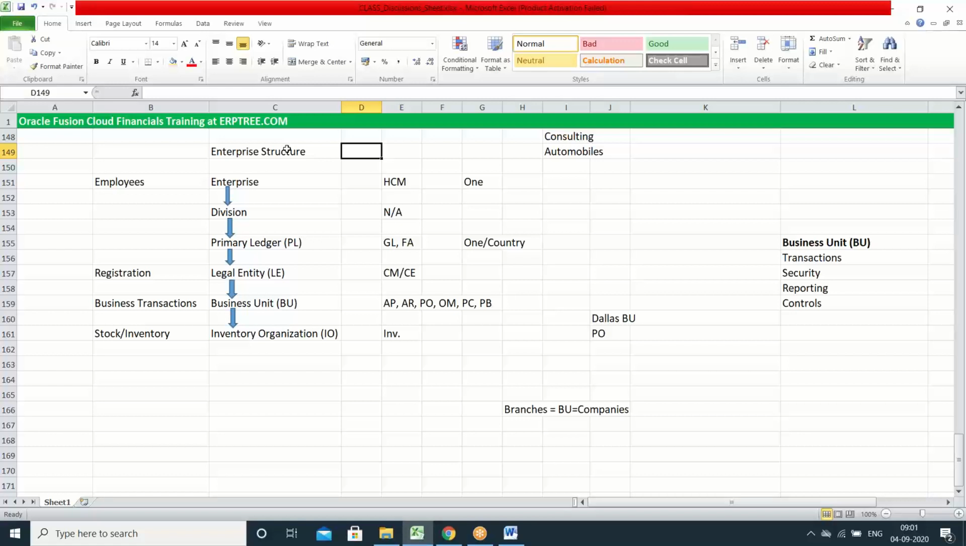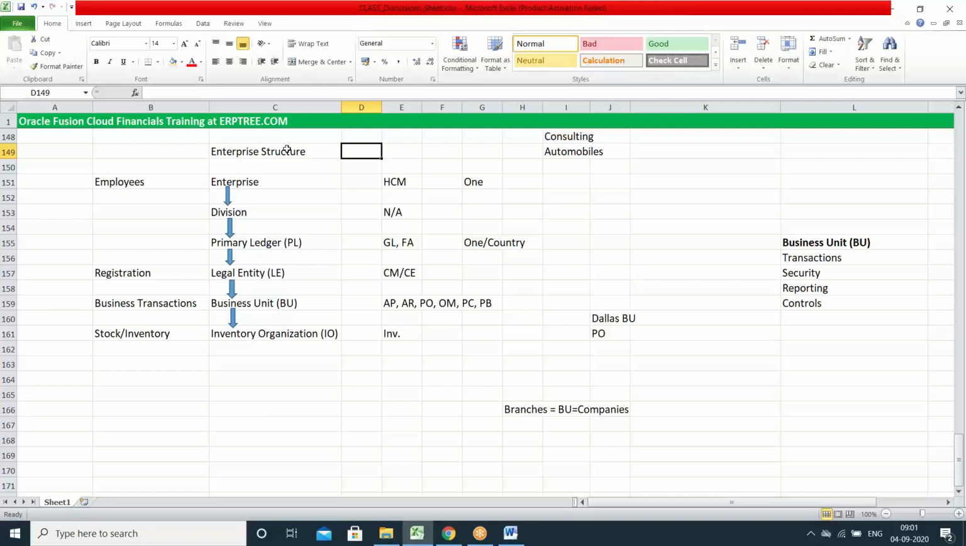Okay, so how can you create the enterprise structure in a Fusion application? As per the enterprise structure, first we'll create the enterprise. Under that we can have a division. Under division we can have a primary ledger. Under primary ledger we can have legal entities. Under legal entities we can have business units. Under business units we can have inventory organizations.